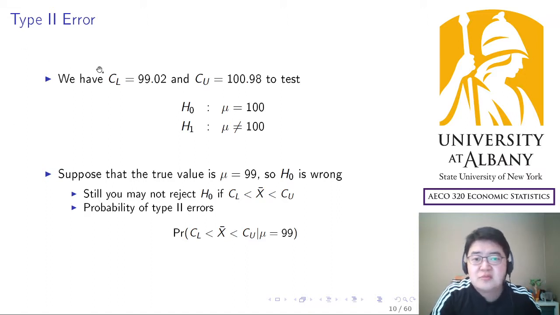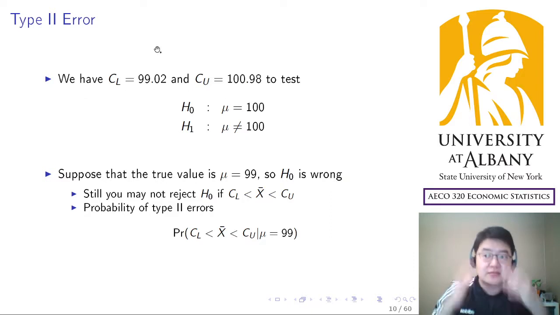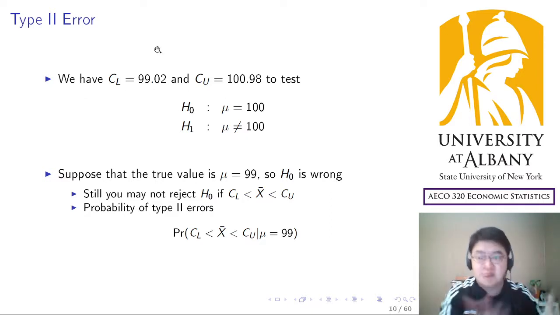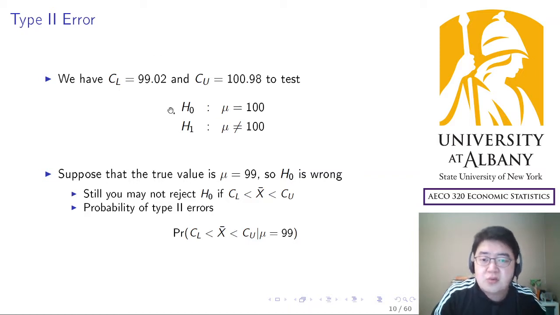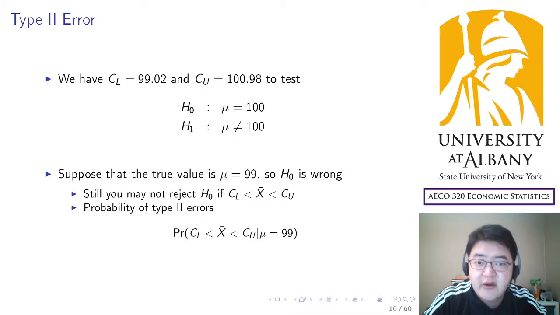So now we still have the same critical values. We are applying the same critical values to different drugs to see if they are correctly containing the correct amount. So the critical values are given, and of course the hypotheses are the same. Now we are going to calculate the probability of not rejecting the null hypothesis when mu is not equal to 100.